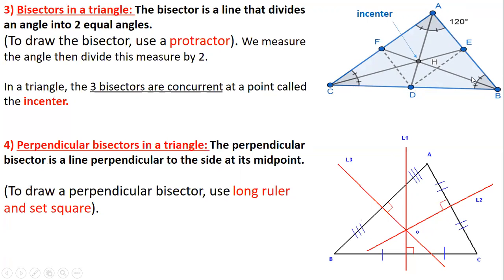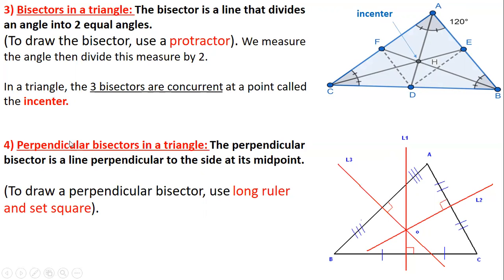After drawing the three bisectors, they intersect at the same point, then they are concurrent, which means this point, the intersection of the three bisectors in a triangle, we call it the incenter.